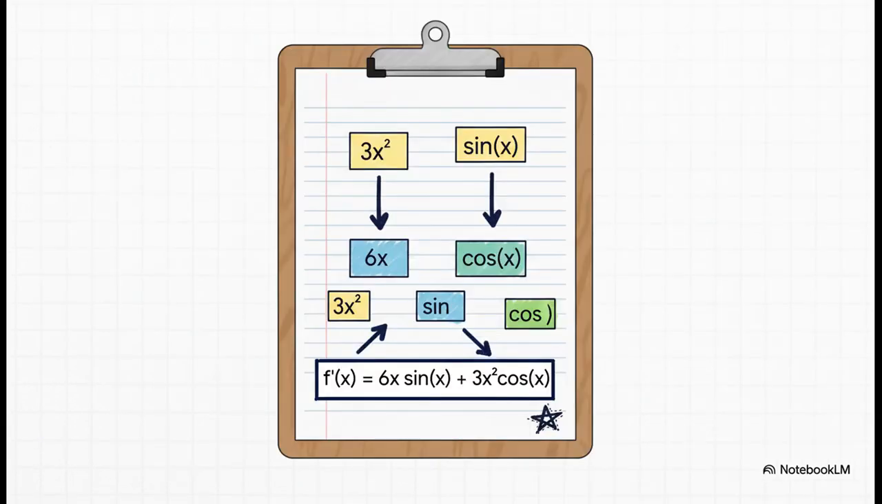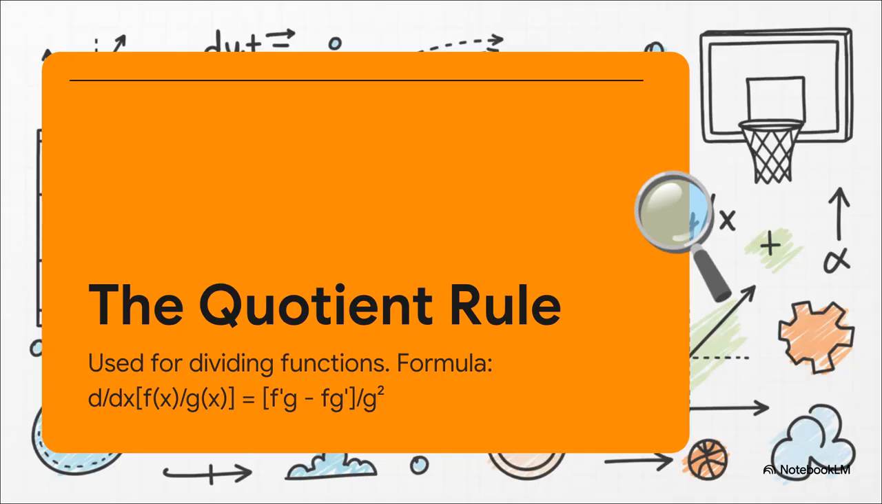Let's look at a quick example to make that real. Say our function is 3x squared times sine of x. We can't just guess here. We apply the product rule. The derivative of 3x squared is 6x, so you get 6x times sine of x. Then you add the first part, 3x squared, times the derivative of sine of x, which is cosine of x. See? It's just following the play, executed perfectly. Our playbook also has a move for division.